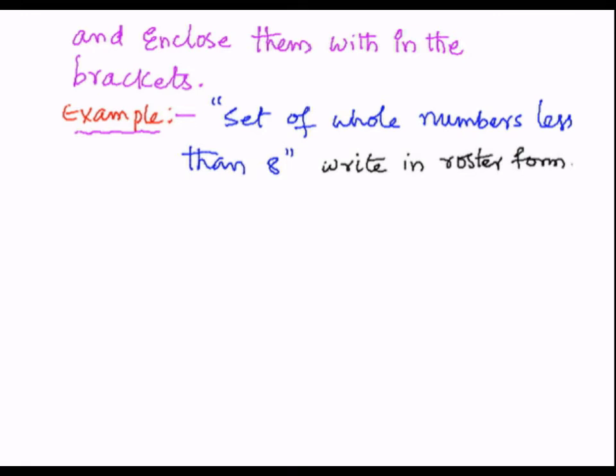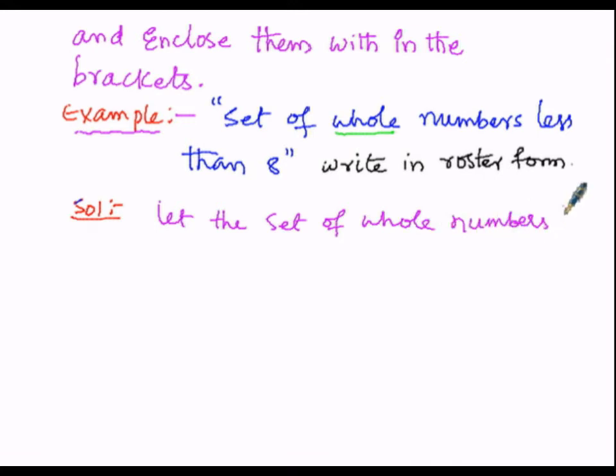Here the solution starts. We are going to denote whole numbers by W. So let the set of whole numbers which are less than 8 be W.